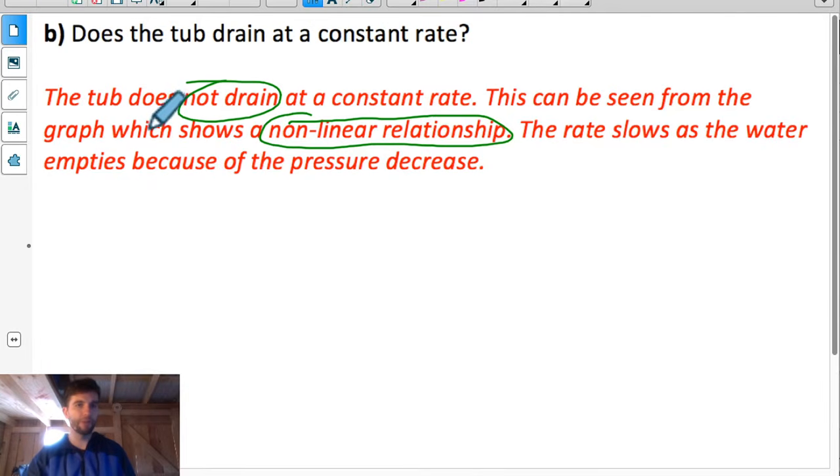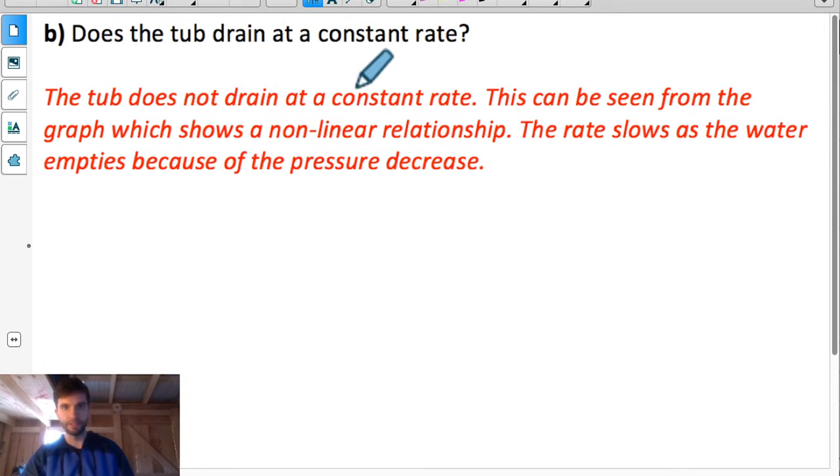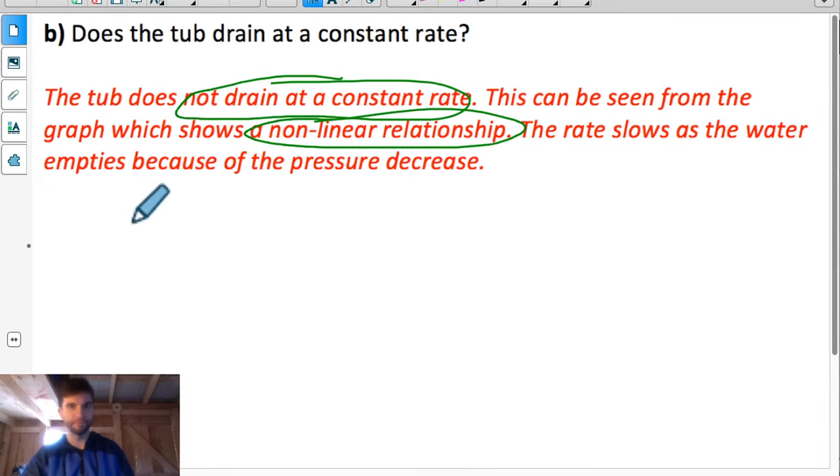But the only important thing I want you to make sure you write down here is that it does not drain at a constant rate. Sorry, I should have circled: does not drain at a constant rate because it's a nonlinear relationship. So we got 3 different average rates of change, so we know it's a nonlinear relationship. And we could see that from the graph.